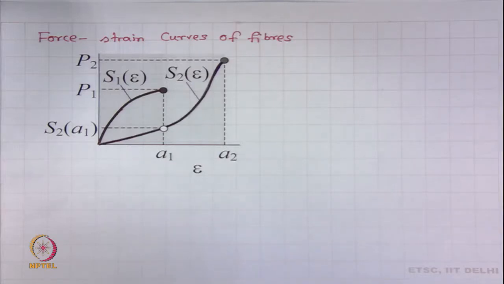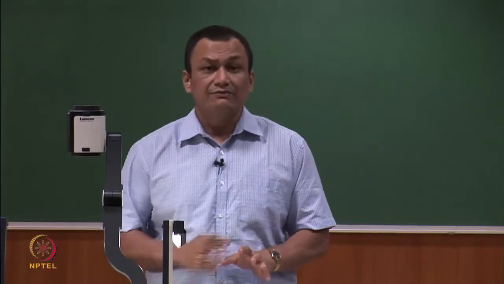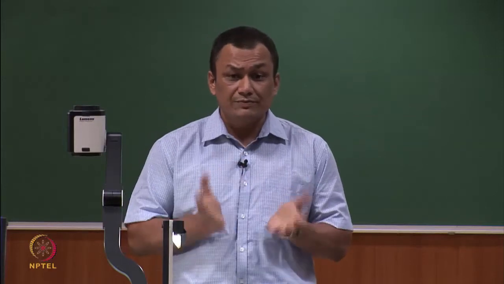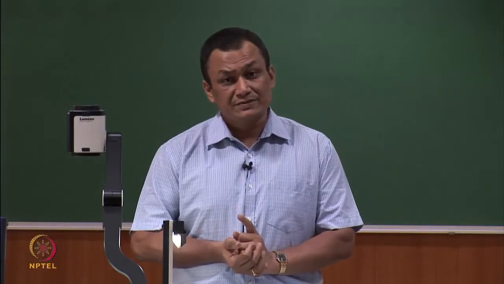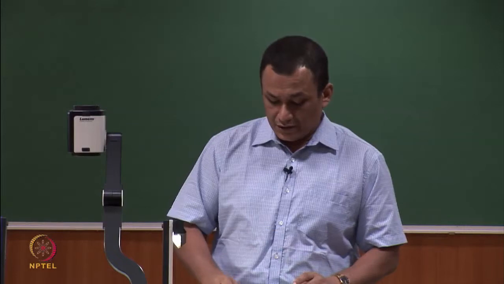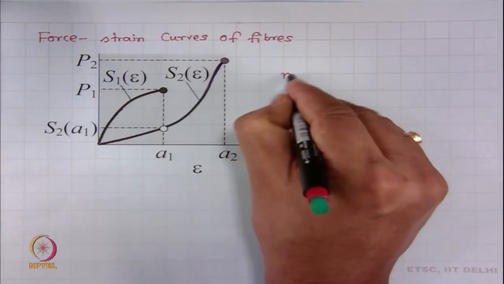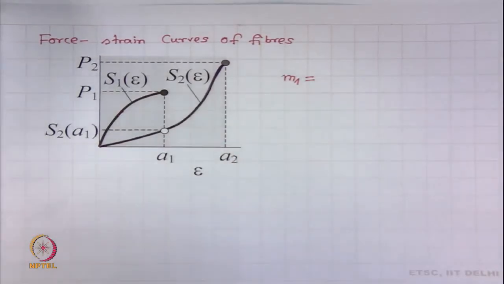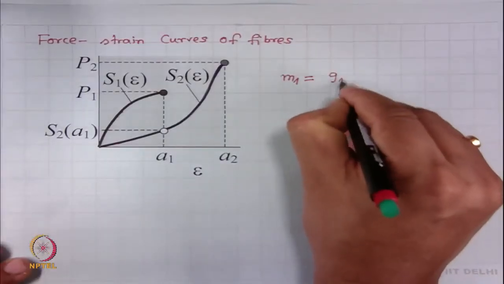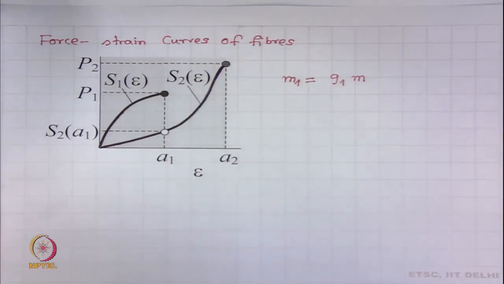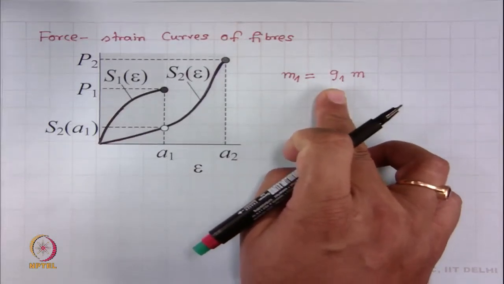Now, what do we have to consider? We have to consider, if this is the fiber stress-strain behavior, then what will be the behavior of the bundle. So, first we need to know how many type 1 fibers are present, how many type 2 fibers are present. In order to do that, let us say M1. What is M1? M1 is the mass of type 1 fibers. So, that is equal to G1 into M. M is the mass of all fibers, G1 is the mass fraction of type 1 fiber.